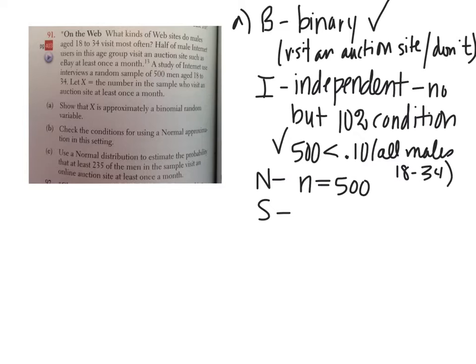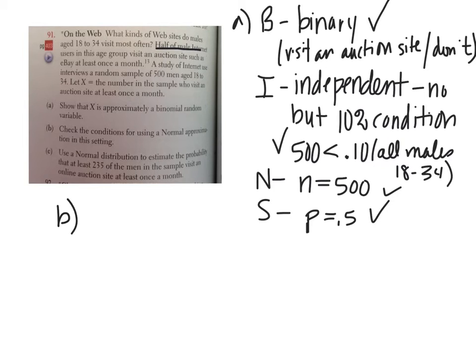And in this case it does. They either visit it or they don't visit it. And it mentions earlier that half of the male users in this group visit an auction site. That was kind of buried in there, but right here. And so p is 0.5. So yes, this does meet all the conditions to be a binomial random variable.